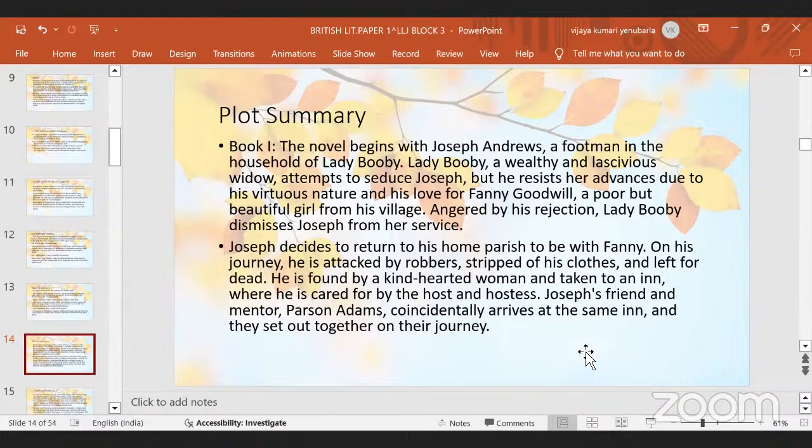Angered by his rejection, Lady Booby dismisses Joseph from her service. That is the Book 1 summary.